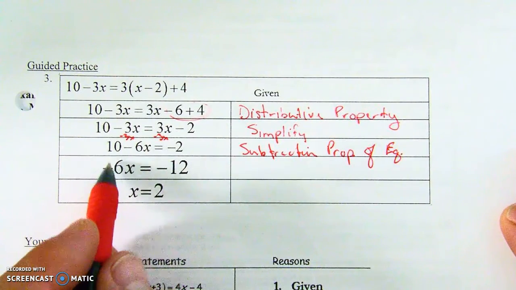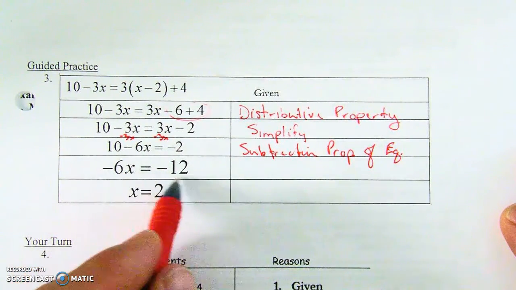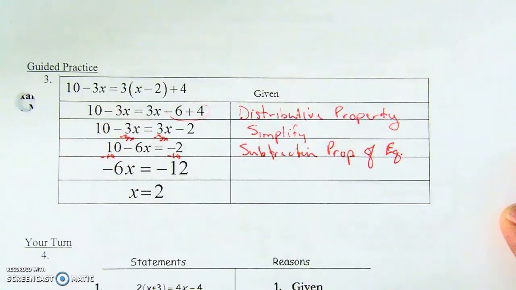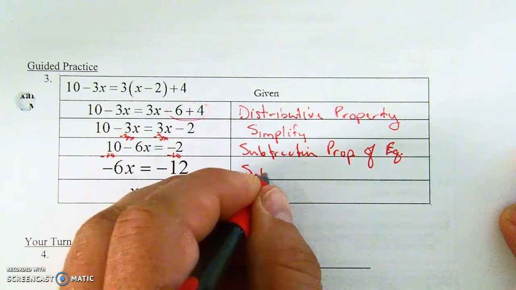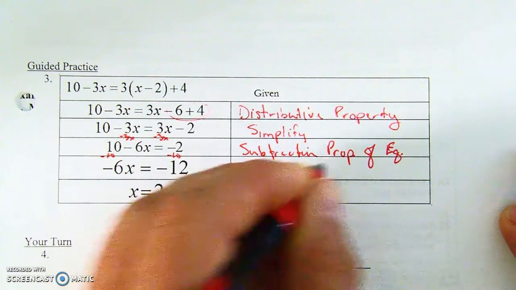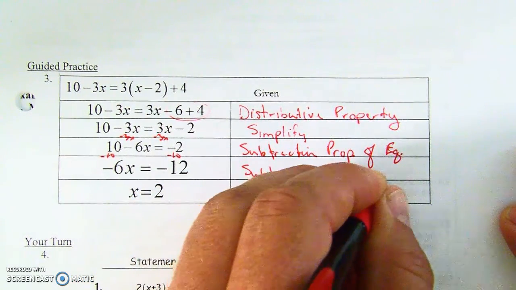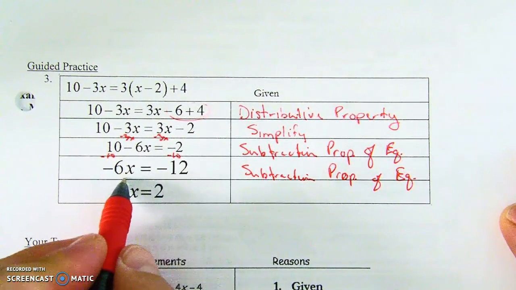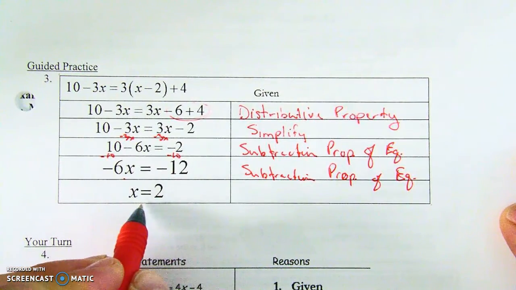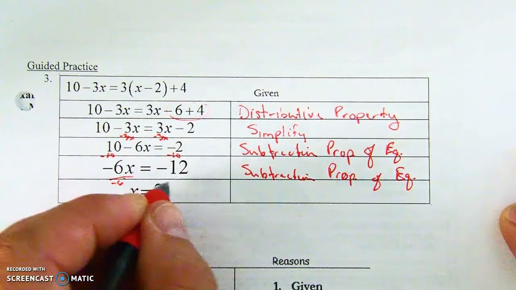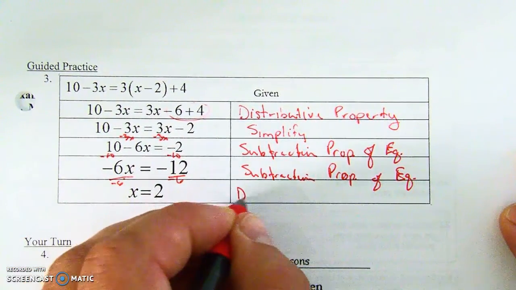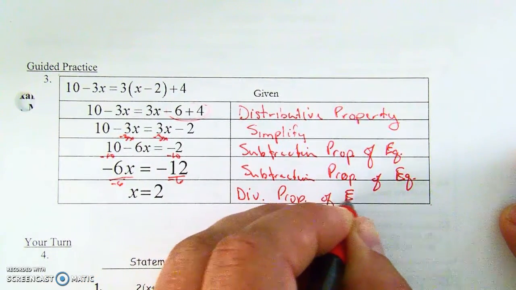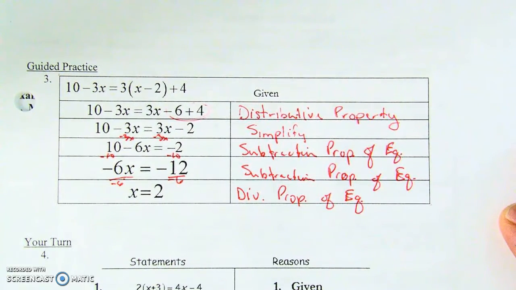And then we went from 10 minus 6x to just negative 6x equals negative 12. So we're going to be, again, subtracting 10 from both sides. So we're just going to use the subtraction property of equality. Okay, and then the last thing, going from negative 6x equals negative 12 to just x equals 2. So I'm going to say that we divided both sides by negative 6. So we're going to go the division prop of equality on that one. Okay, so that's how we did that.